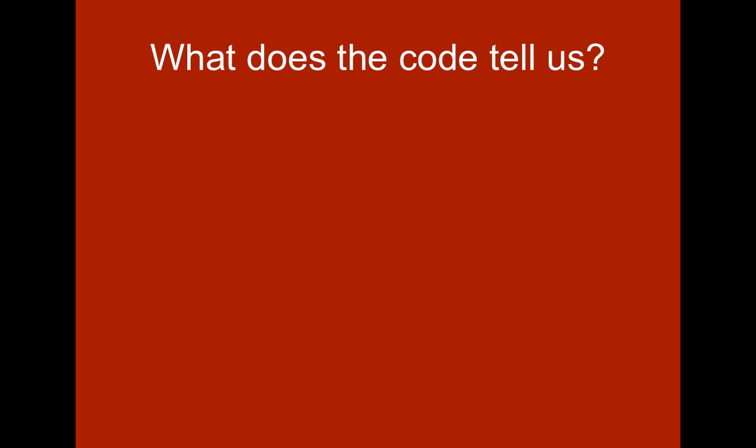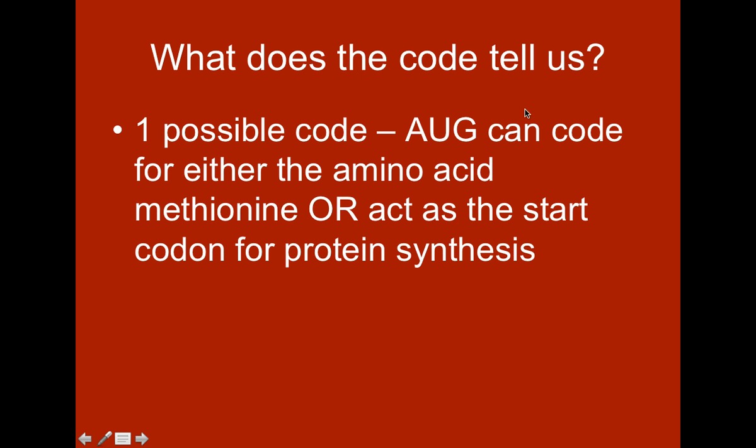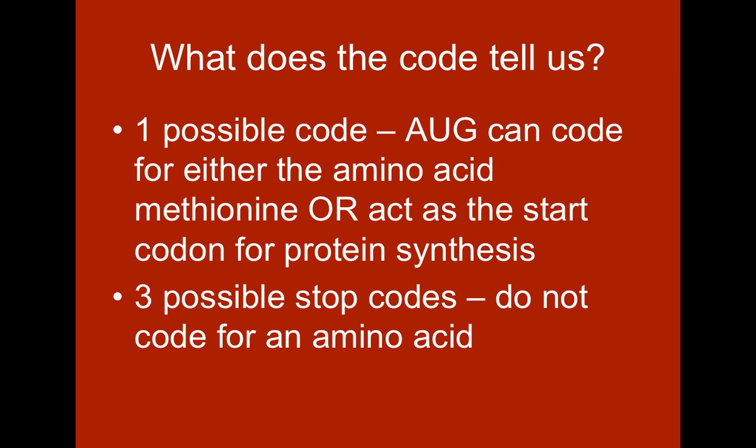Now, one of the possible codes is AUG, and AUG can code for the amino acid methionine, or it can act as the start codon for protein synthesis. We will mark that because it's not marked on one of them, and we want to make sure that you understand that's the start codon. There are 3 possible stop codons as well. They don't code for an amino acid. So unlike the start codon, which also codes for an amino acid, the stop codons do not.